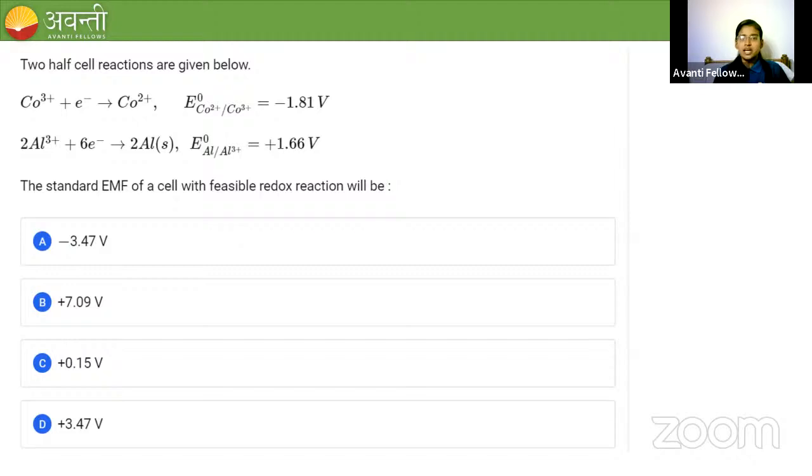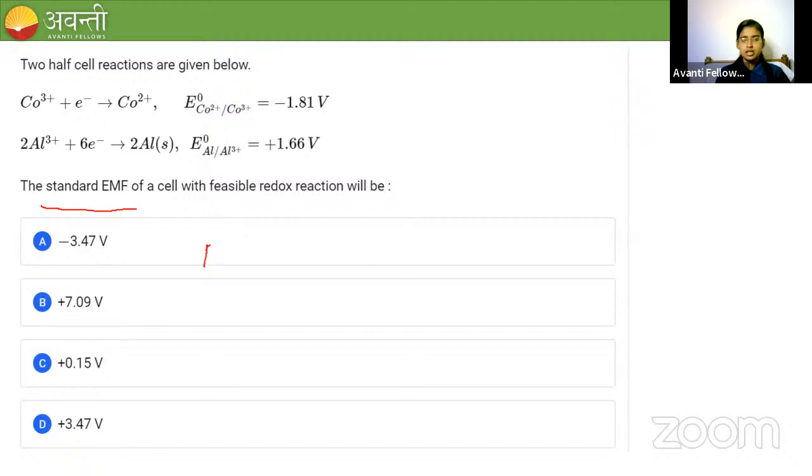Two half cell reactions are given below. One is for cobalt 3 plus to 2 plus, and the couple is given for 2 plus to 3 plus, the E naught couple. And the other one is moving from aluminium 3 plus to aluminium, and here the aluminium to aluminium 3 plus couple value is given. So we are asked to find out the standard electromotive force of a cell with feasible redox reaction.